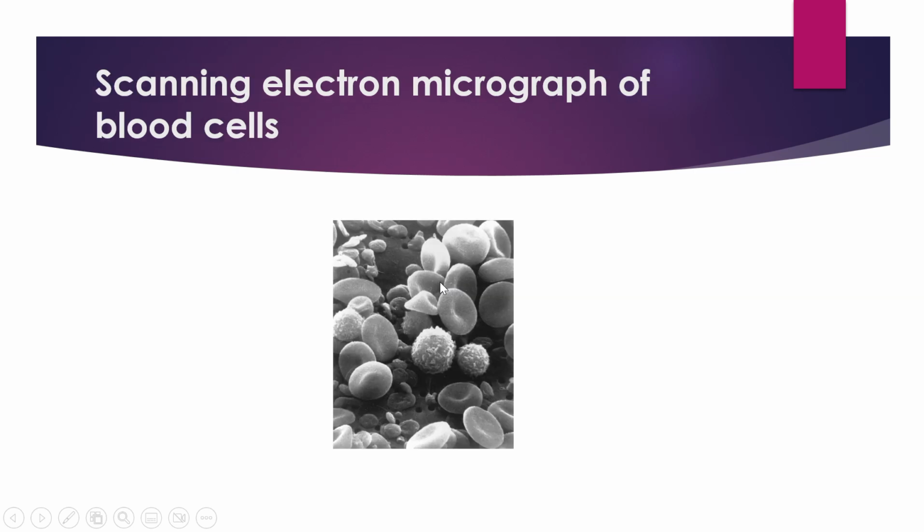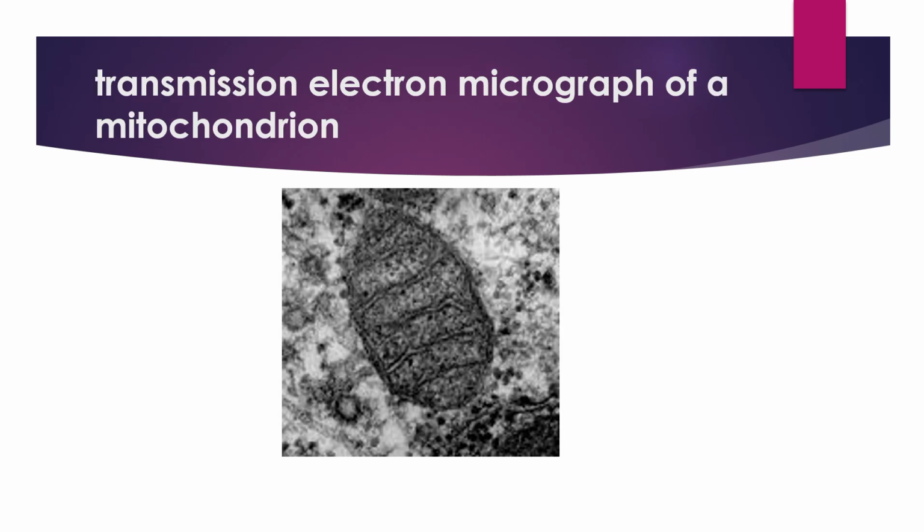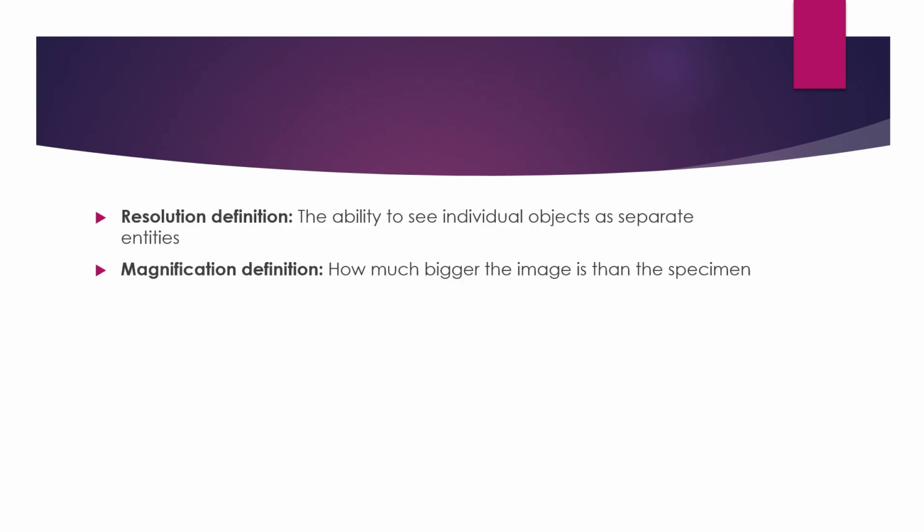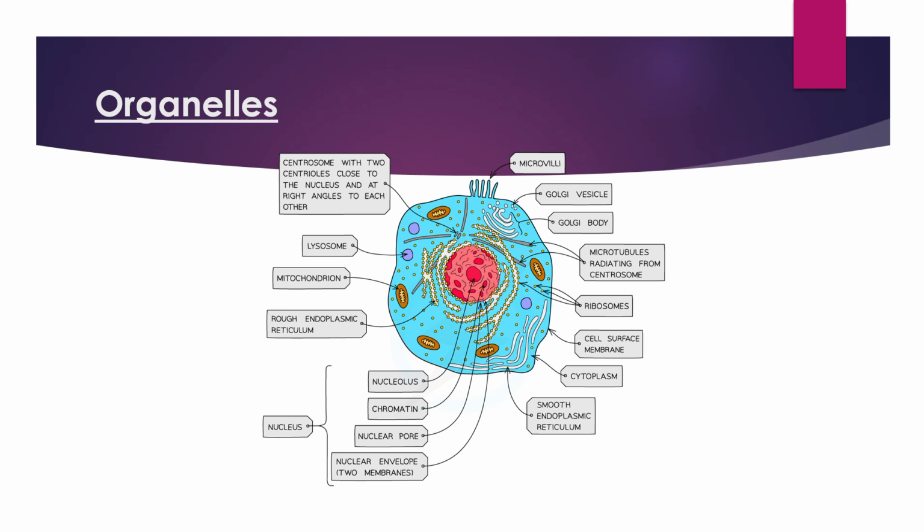Scanning electron micrograph of blood cells. Remember, scanning electron micrographs are in 3D because they scan the surface, whereas transmission electron micrographs are a cross section, so they look 2D. Resolution definition: the ability to see individual objects as separate entities, so the ability to distinguish between 2 points. Magnification definition: how much bigger the image is than the specimen.